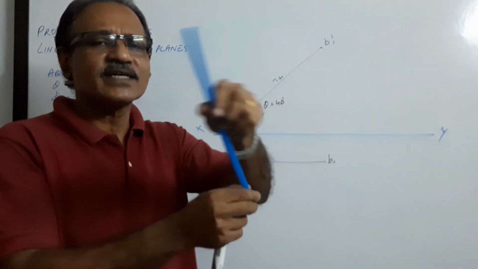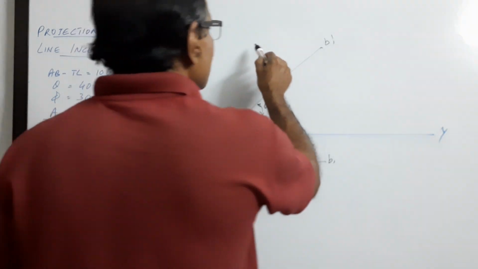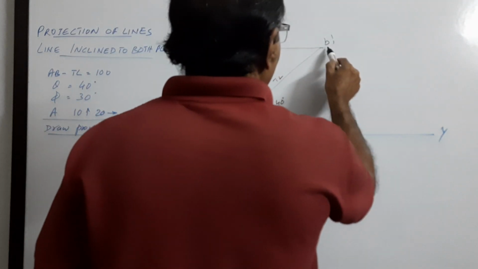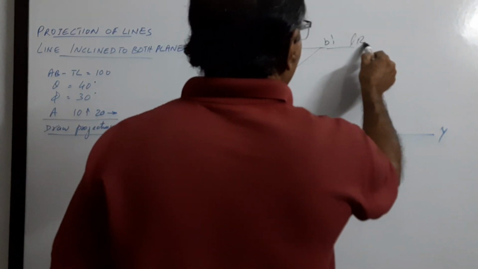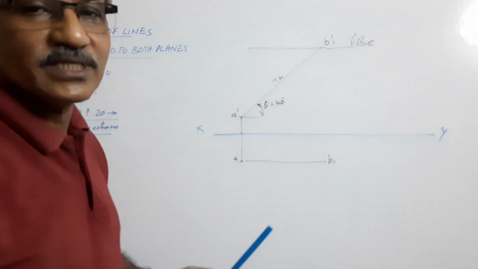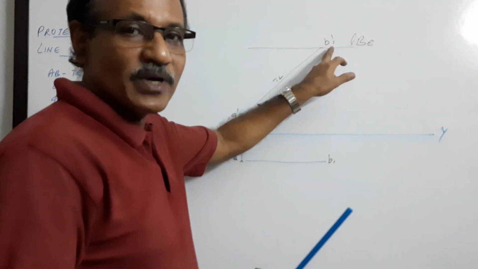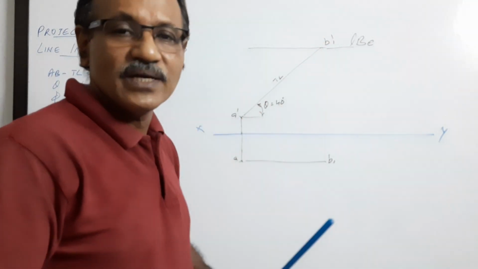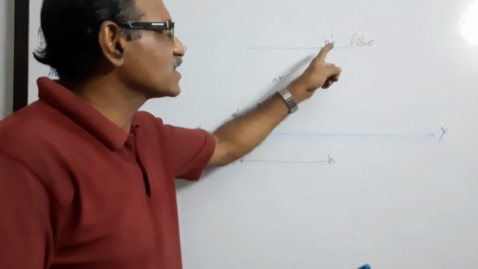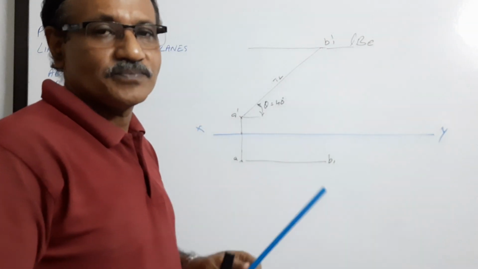What's the elevation of this circle? Elevation of this circle is a line which passes through B1 dash. I call this locus of B in elevation, LBE. I have named this end B1 dash because that is not the final elevation of B. It's a temporary elevation, so I put a suffix 1, B1 dash, and its plan B1.